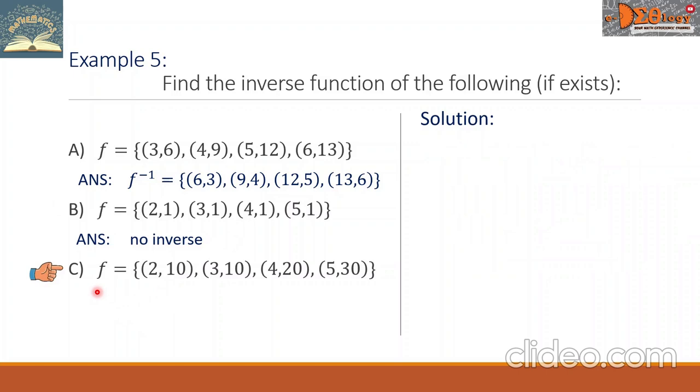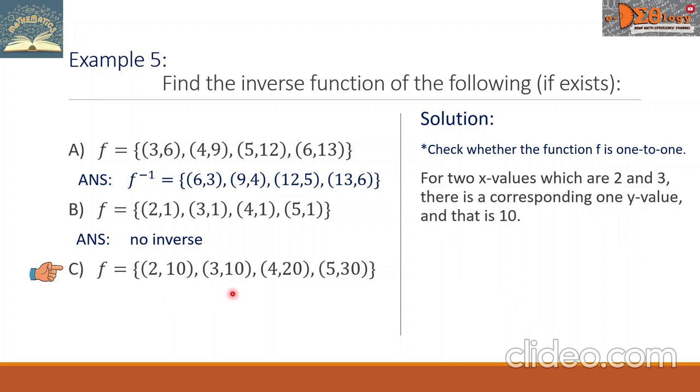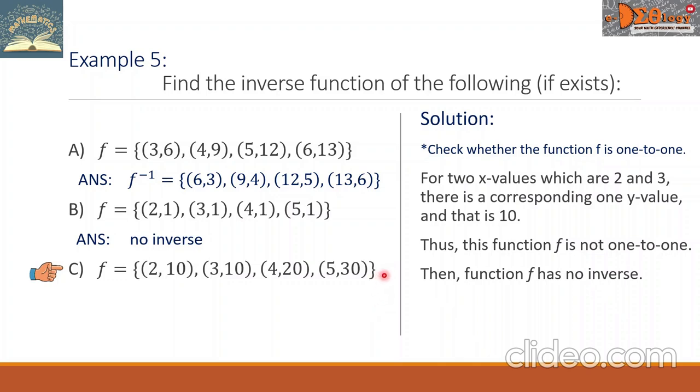We go to problem C. The function f equals (2, 10), (3, 10), (4, 20), (5, 30). Note that this is a function because the x values appear once only, namely 2, 3, 4, and 5. Now let us check whether this function f is one-to-one. Notice that we have here (2, 10) and (3, 10). For two x values, which are 2 and 3, there is a corresponding one y value, and that is this 10. For that reason, this function is not one-to-one. So, this function has no inverse. For problem C, we write no inverse.